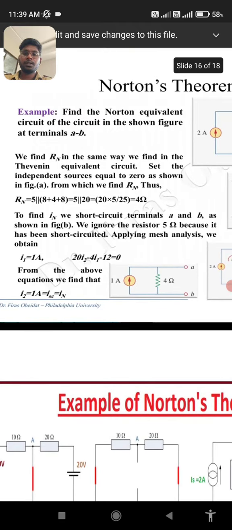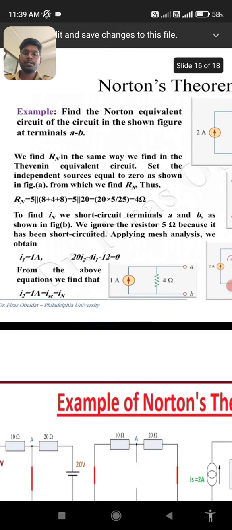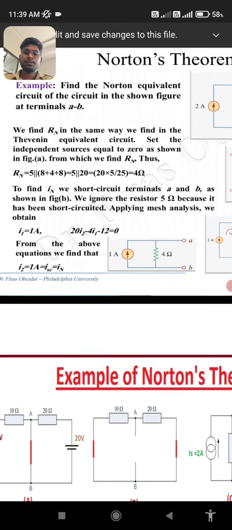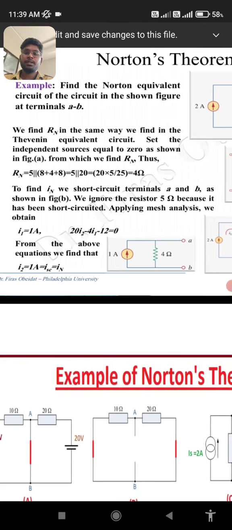To find IN, we short circuit terminals A and B as shown in figure B. We ignore the 5 ohm resistor because it has been short circuited. Applying mesh analysis, we obtain I1 is equal to 1 amp, 20I2 minus 4I1 minus 12 is equal to 0. From the above equation, we find I2 is equal to 1 amp is equal to ISC is equal to IN.